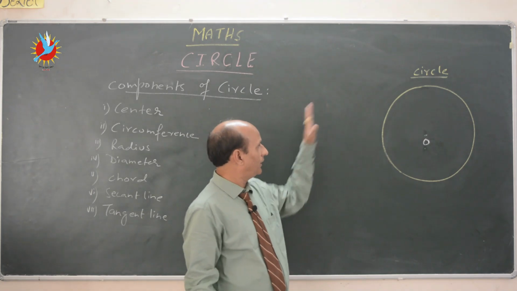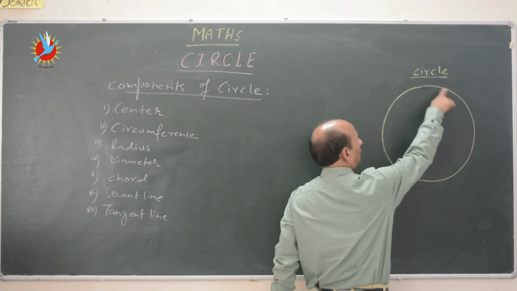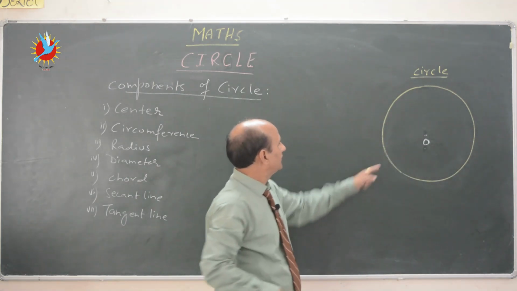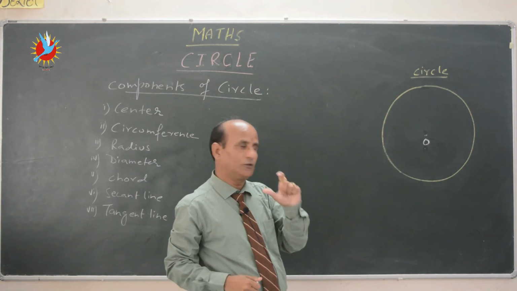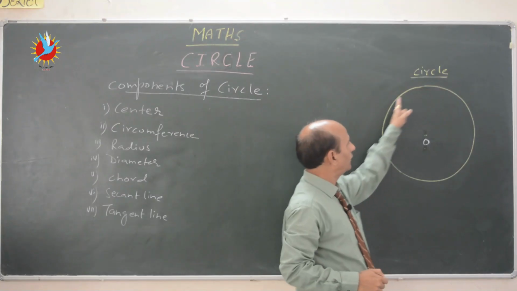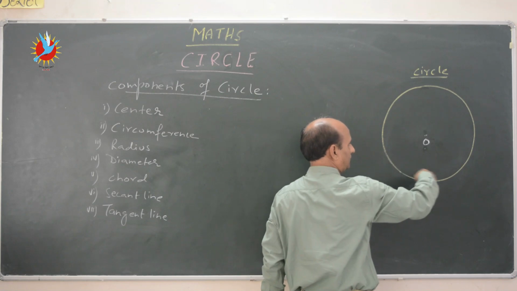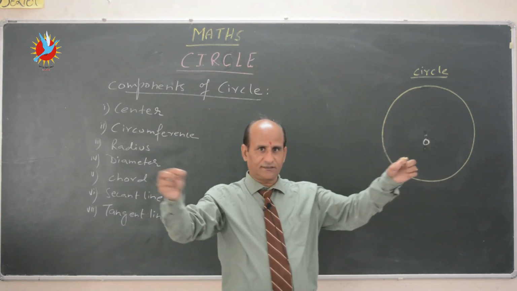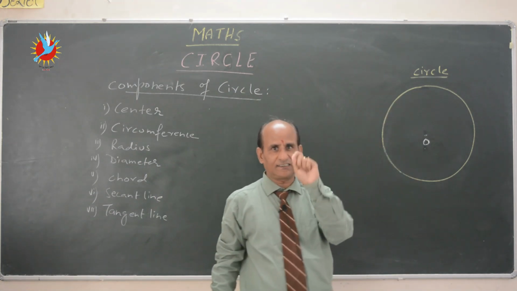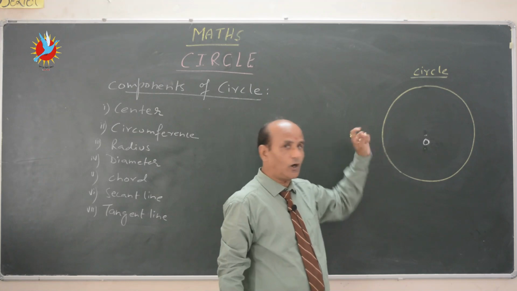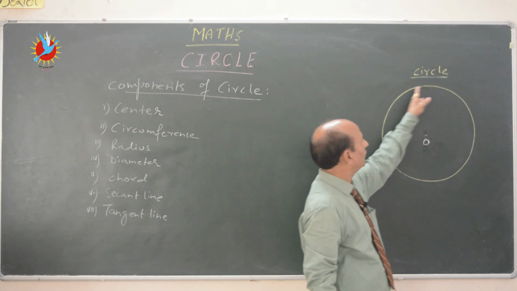The second is circumference. Circumference is the boundary of the circle, that is this part. This is called circumference. In a circle we will not use the word perimeter, we will use the word circumference. If we put some thread on this boundary and measure the length of the thread, you will get the circumference of the circle. That is the easiest method of finding the circumference, but we will not use the word perimeter. So circumference is the outer boundary of the circle.